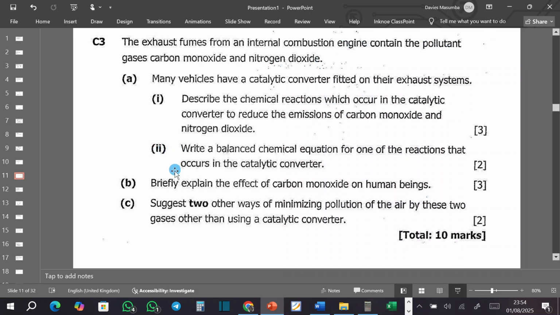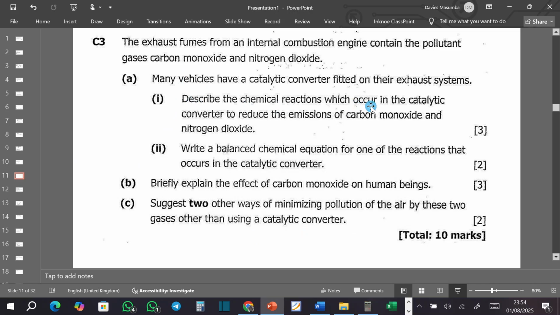Then in Roman numeral 2, write a balanced chemical equation for one of the reactions that occurs in the catalytic converter. Then B, briefly explain the effect of carbon monoxide on human beings. Then C, suggest two other ways of minimizing pollution of the air by these two gases other than using a catalytic converter. So start now answering.